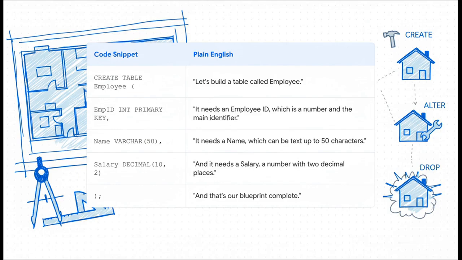First line, create table employee. Super simple, right? It just means let's build a table and we'll call it employee. Next up, emp_ID int primary key. This line says our table needs an employee ID. It's going to be a number, that's the int part, and it's the main way we'll identify each employee. Then we have name varchar(50). This just means we need a place for the employee's name, and it can be text up to 50 characters long. Easy enough. And finally, salary decimal(10,2). This is for the salary, and it's a decimal number with 2 places after the point. That last bit, the parentheses and semicolon, that's just the signal that says, okay, our blueprint is done. See? When you break it down like that, it's actually quite logical.